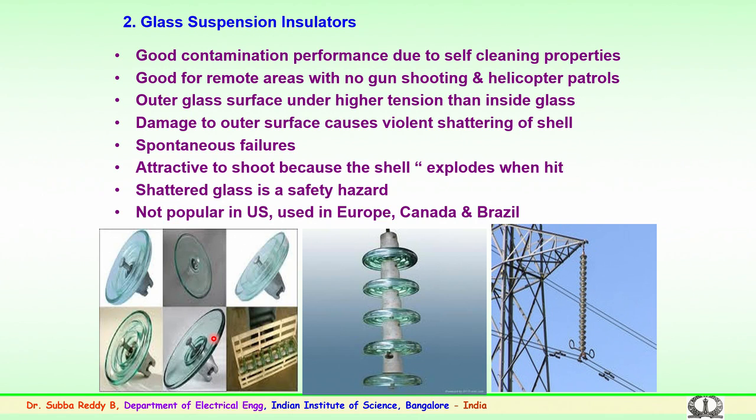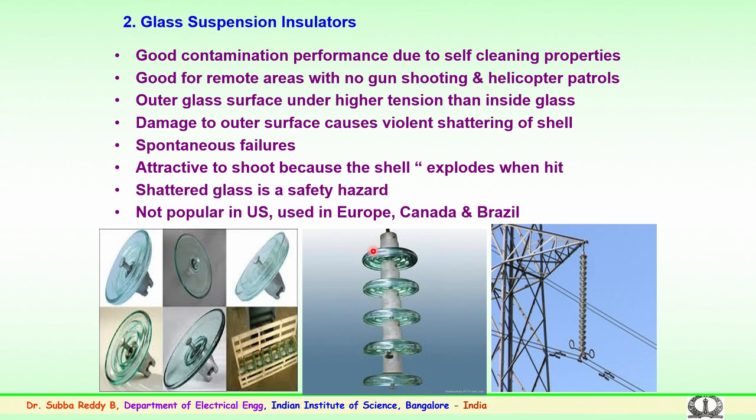A quick look at the glass suspension insulators. Again, glass insulators are very old, almost similar to the ceramic or porcelain. They have good contamination performance due to self cleaning properties and they are good for remote areas, particularly with no gun shooting or helicopter patrols, where some people shoot the glass insulator for fun, where the sheds shatter and the insulation level decreases.